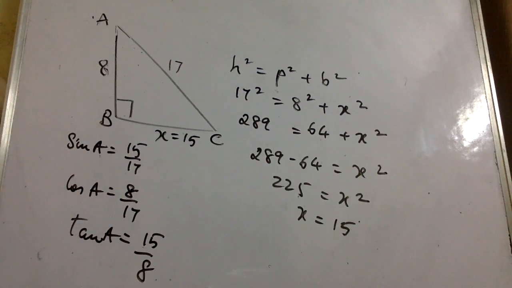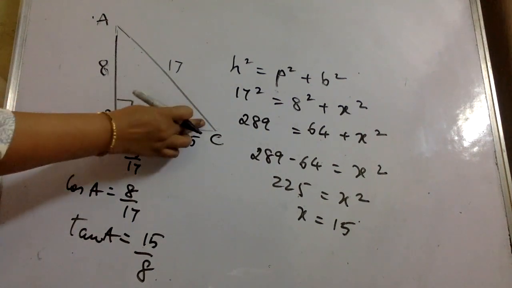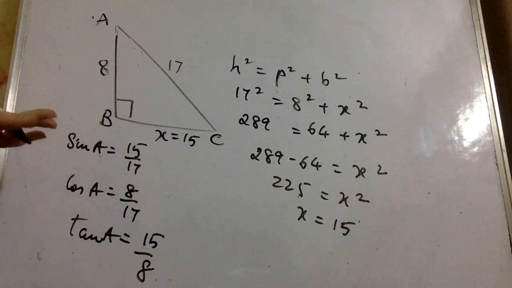So you will get triangles where you will see that one side is missing. First it is your job to calculate that side using Pythagoras theorem and get that value, and then start with your ratios. So now even if they ask me sine, cos, tan of angle C, I can find them all.